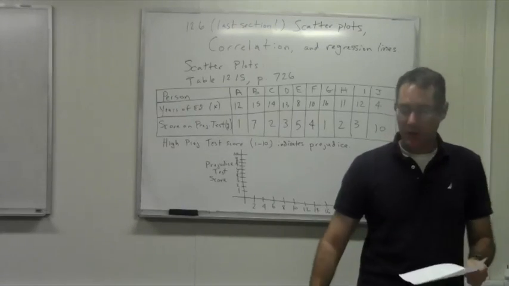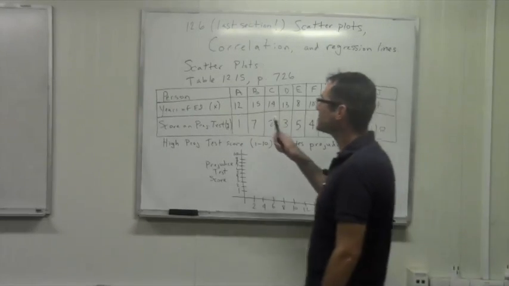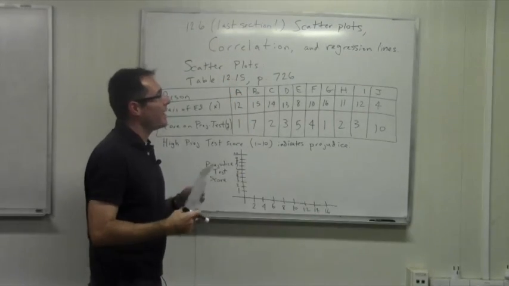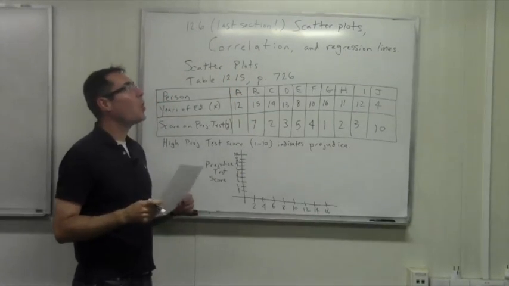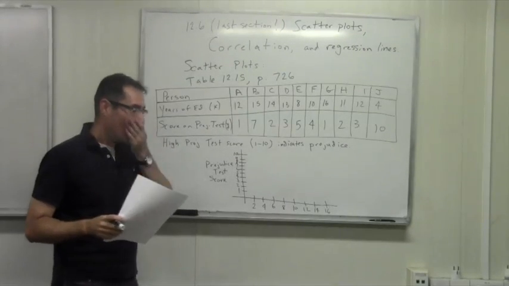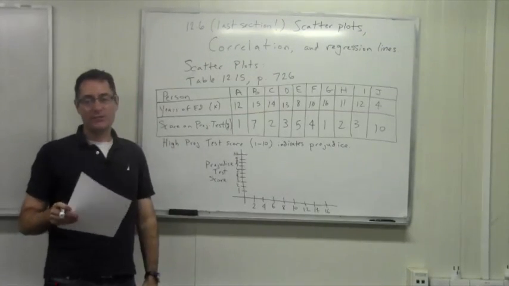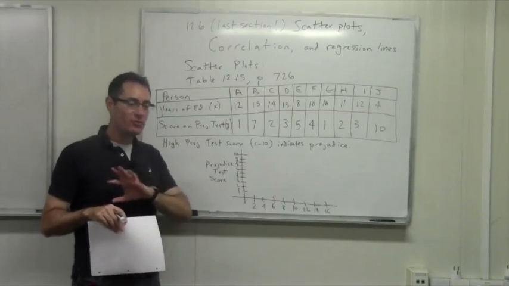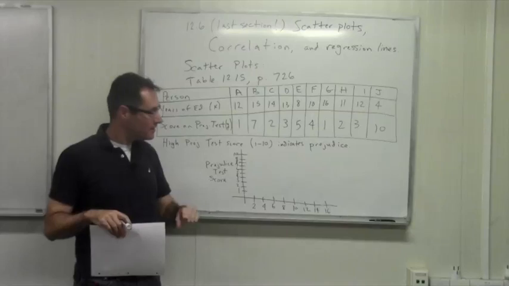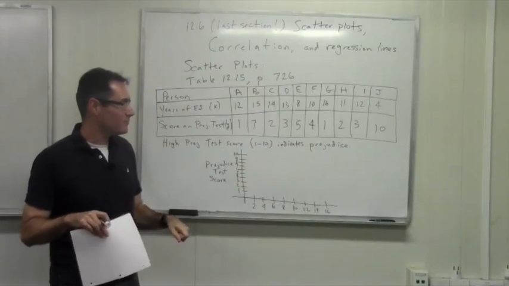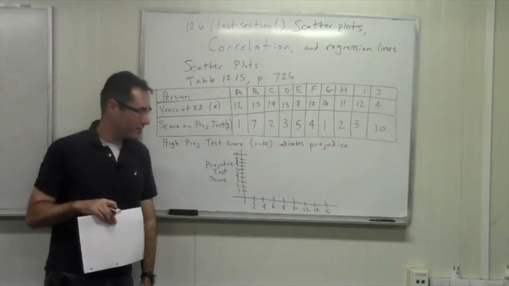Okay, so the last thing that we're going to do is section 12.6, and it's on scatter plots, correlation, and regression lines. Scatter plots, we've actually talked a little bit about before, because it's just a way of graphing x and y data onto a little graph. And I apologize, the graph's small. I didn't realize my table was getting as big as it was before I did it.